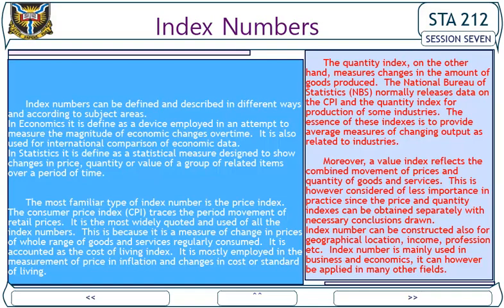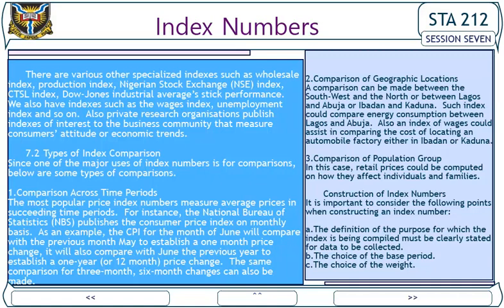Index number is mainly used in business and economics. It can, however, be applied in many other fields. There are various other specialized indexes such as Wholesale Index, Production Index, Nigerian Stock Exchange (NSE) Index, CTSL Index, Dow Jones Industrial Average Stock Performance. We also have indexes such as the Wages Index, Unemployment Index, and so on. Also, private research organizations publish indexes of interest to the business community that measure consumers' attitude or economic trends.